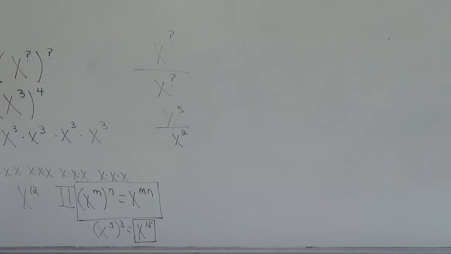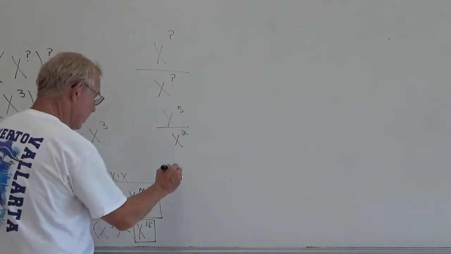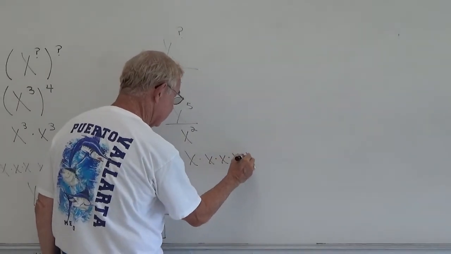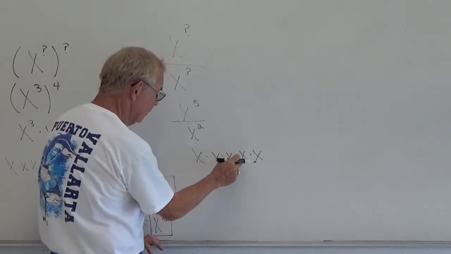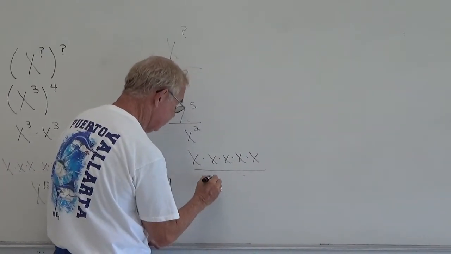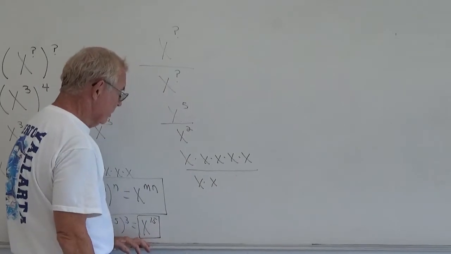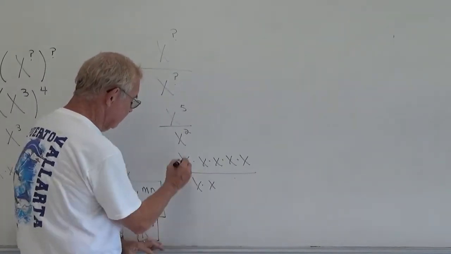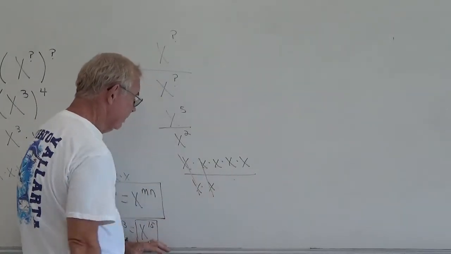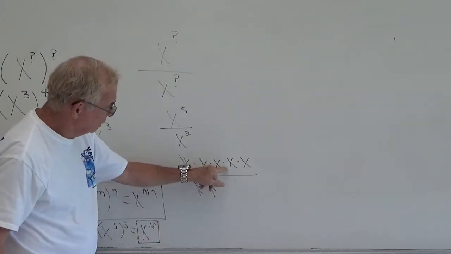Now, what do you think this is? You're sitting there saying, the first one we added, the second one we multiplied. I'm not sure. Well, what's x to the fifth mean? It means x times x times x times x times x. That's 5 of them. And what's x squared mean? That's 2 of them. Well, when you divide x by x, you get 1. When you divide x by x, you get 1. How many x's are left? 3.